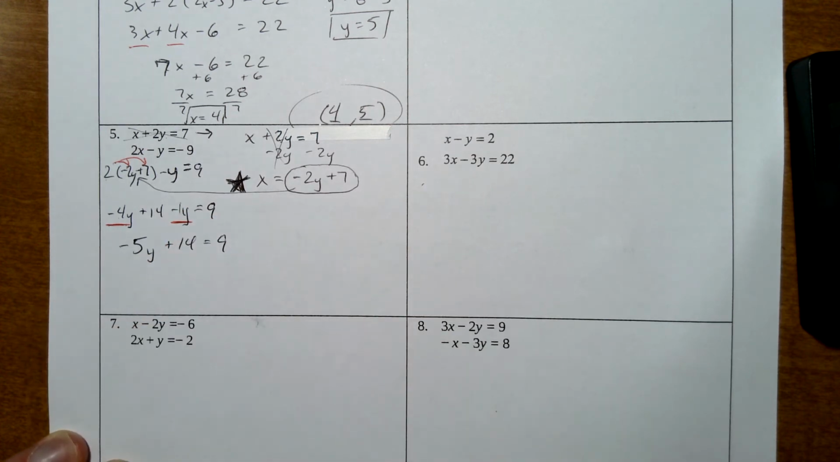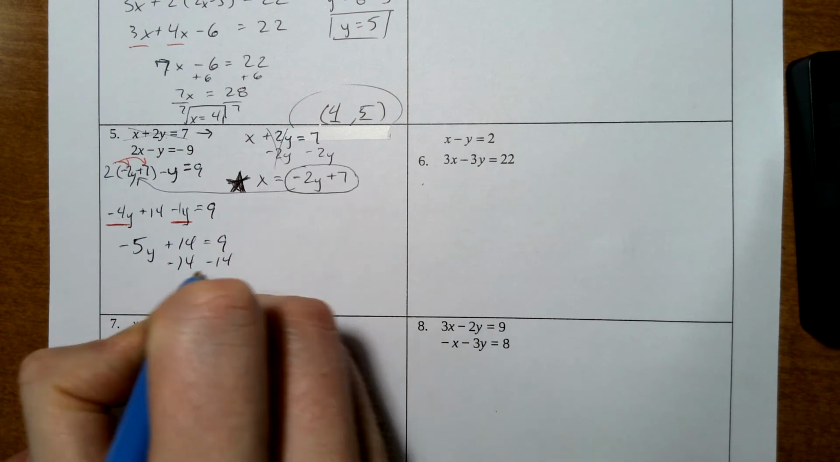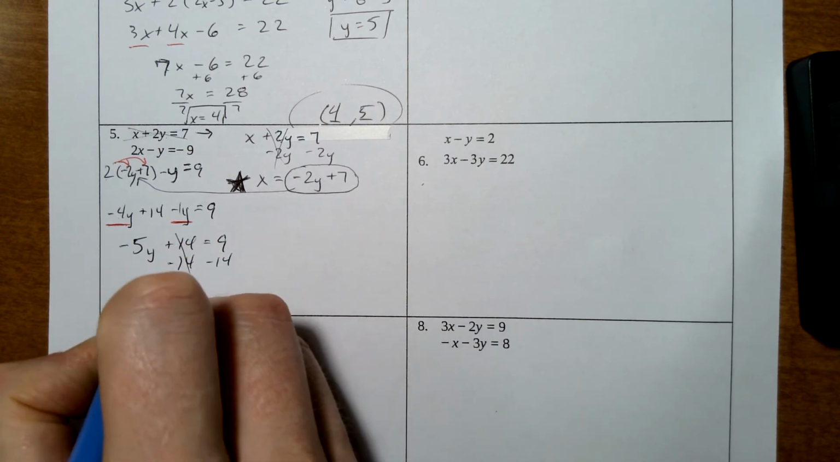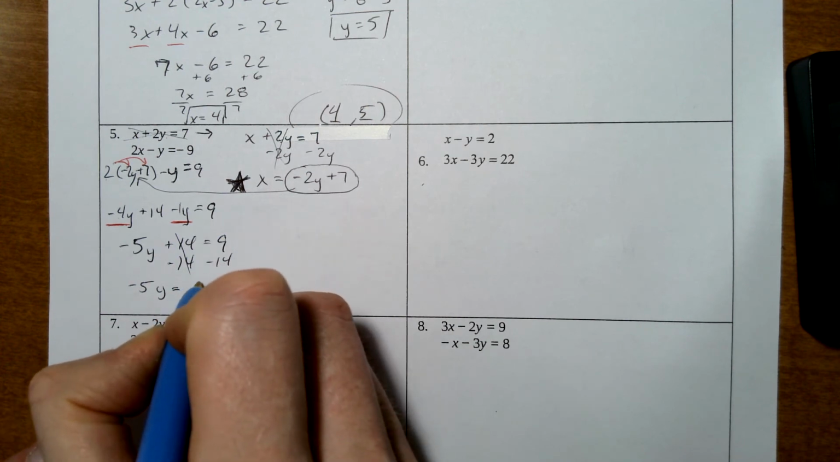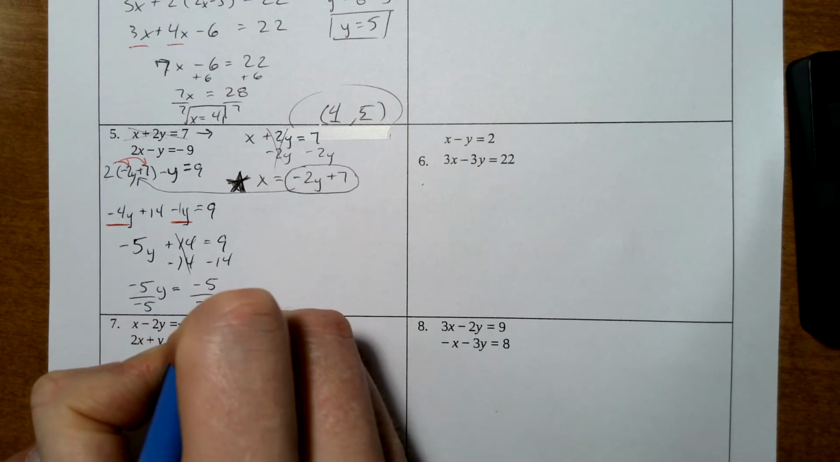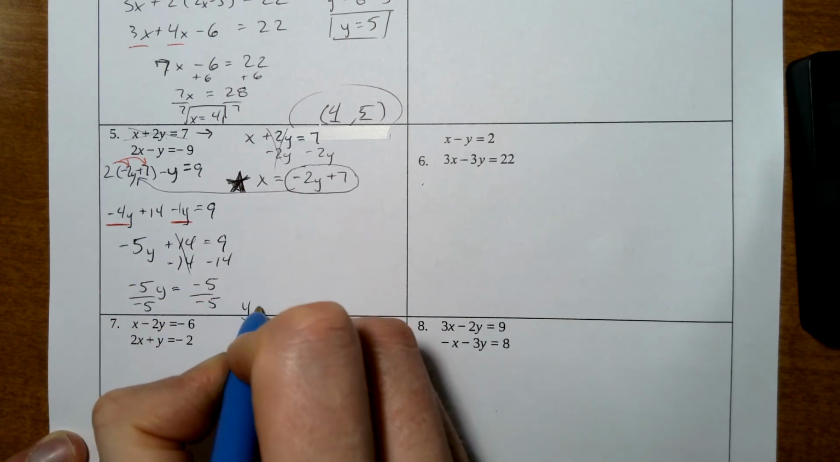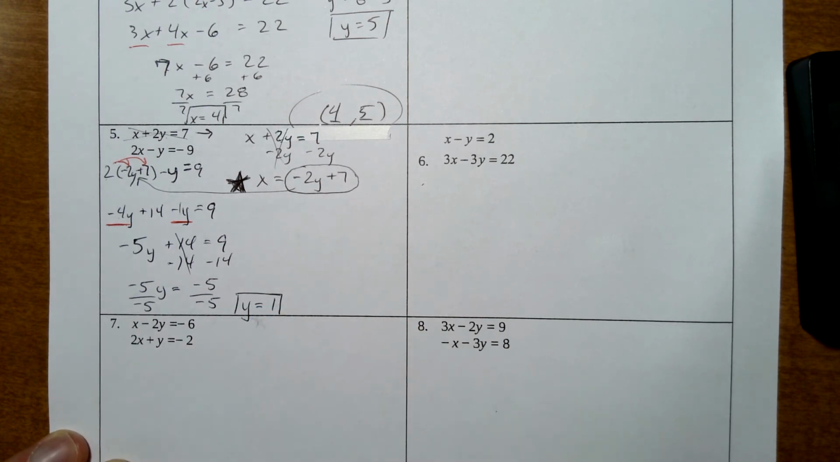And I'm going to solve. Two-step equation. Move the 14 first by subtracting. Negative 5y equals 9 minus 14, which is negative 5. Divide by negative 5. I get y equals 1. So that is half of my answer.